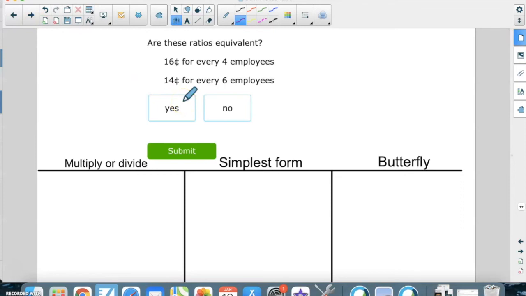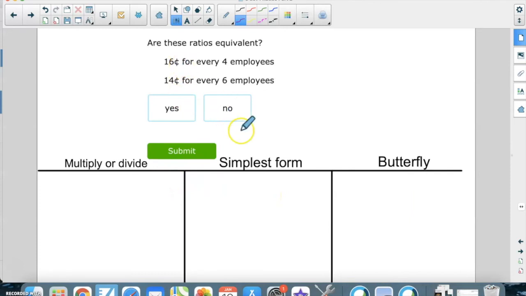Okay. And your last IXL is kind of like your first one. It's just in word form. You're finding out, are those equivalent? Yes or no, basically. So again, I put this on here just because there's 3 different ways to solve, and usually 1 or 2 ways is easier than the other.